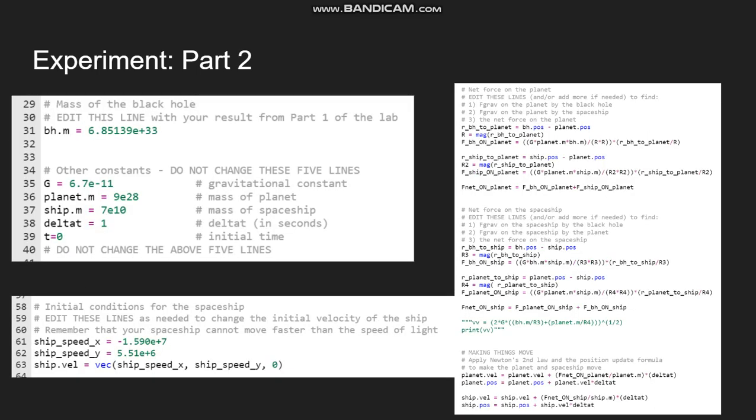For part 2 of the experiment, however, we input the initial mass to be the mass we found in the previous part. Next, the initial velocity is put in here. We can see gravitational force formulas being input in various locations, and velocity update and position update found in these snippets of code here.